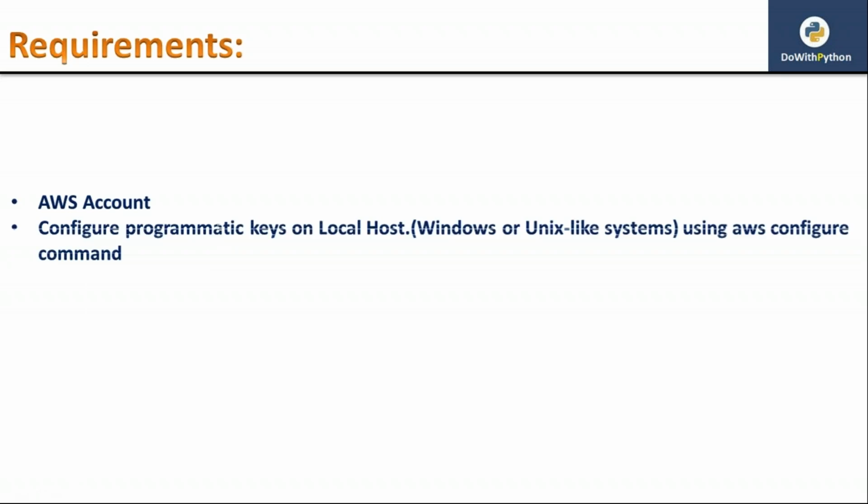Before going to that, what are the requirements in order to automate the Ansible installation and configuration? First, you need an AWS account, because from here only I am going to take my servers. Then you need to configure your programmatic keys on localhost. That localhost may be Windows or a Unix-like system. And you can configure these programmatic keys using the aws configure command. Then you should have some knowledge of Python and shell.